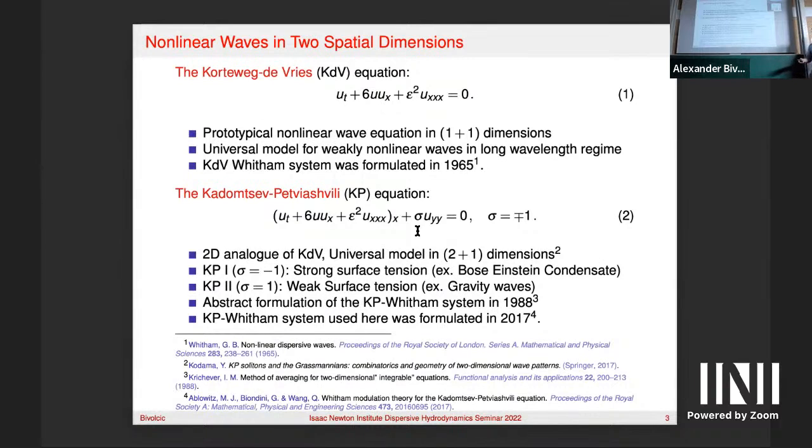Now, there was an abstract formulation of the KP-Whitham system back in '88, but the system that I'm going to be using was derived in 2017 by Bivolcic, Biodini, and Wang.